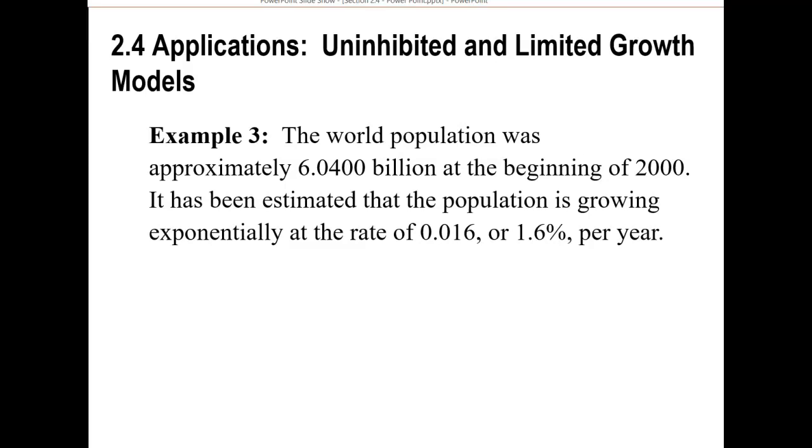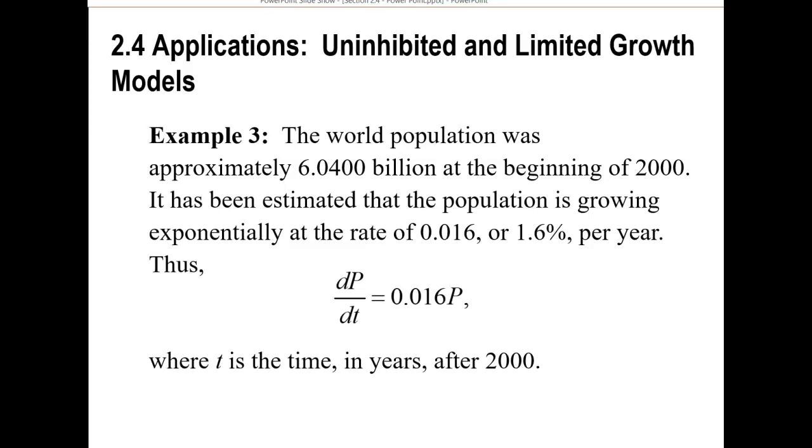Example 3 says the world population was approximately 6.0400 billion at the beginning of 2000. It has been estimated that the population is growing exponentially at a rate of 0.016, which is equivalent to 1.6% per year. Thus, the derivative of population P with respect to t can be modeled by this equation: dP/dt equals 0.016P. That's the growth rate as a decimal, the k here, where t is the time in years after 2000. So we have to consider 2000 was the beginning of where this data was collected.